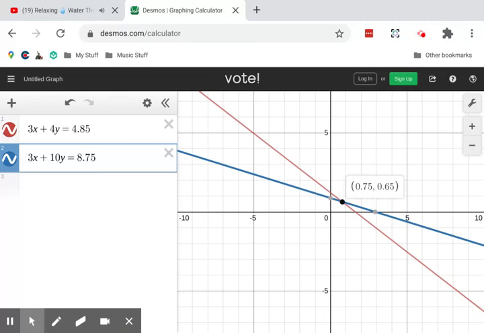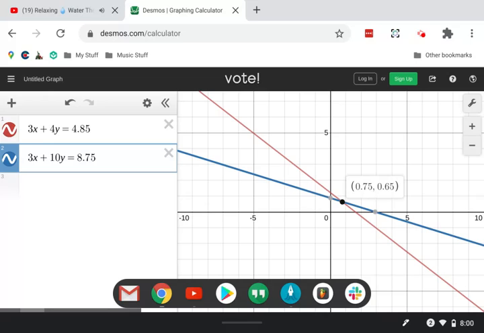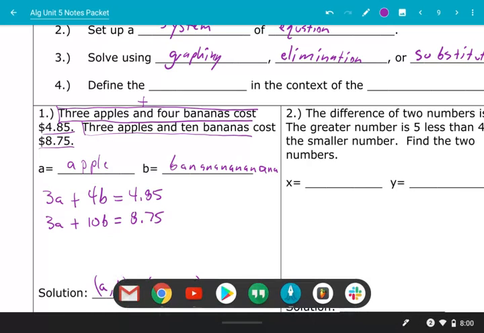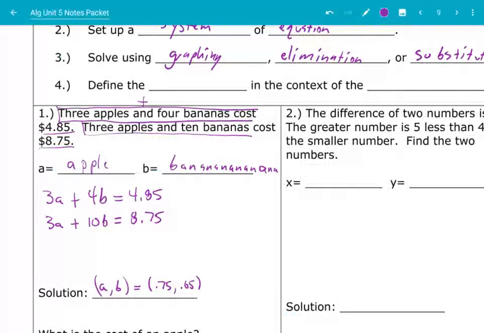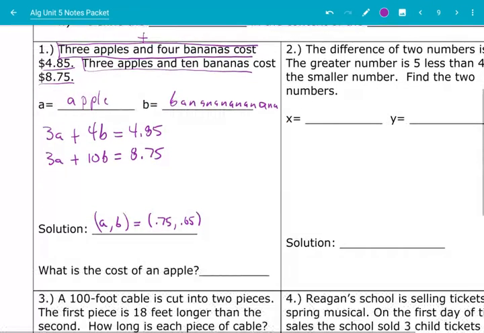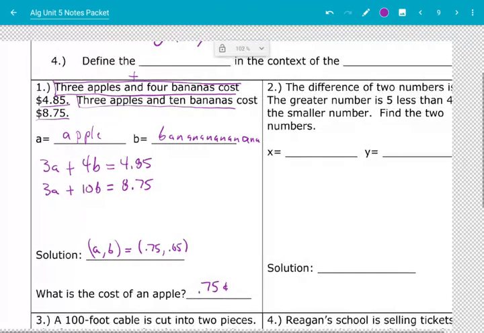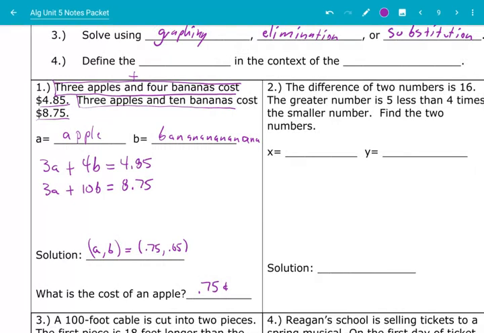There's the intersection right there: 0.75 and 0.65. So x is 0.75, or we'll say a, b is 0.75 and 0.65. So apples are 75 cents each, bananas are 65 cents each. There we go, cost of an apple, 75 cents. And so I solved that by graphing because I had the equations right there, and I really didn't want to write a lot of things out. So I'm going to use the method that is easiest for me, Desmos.